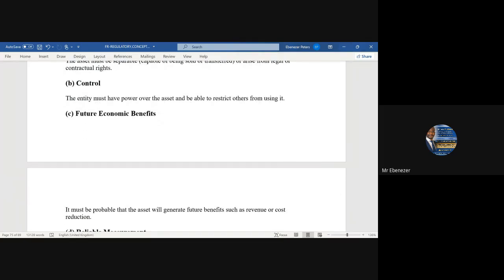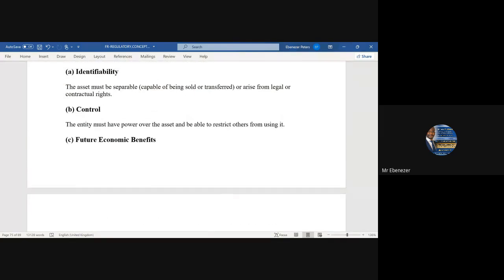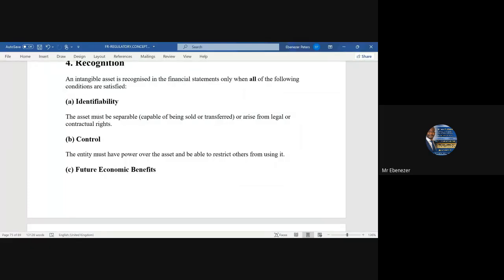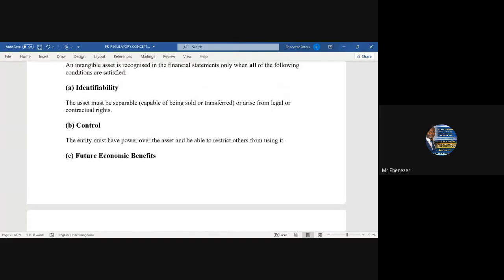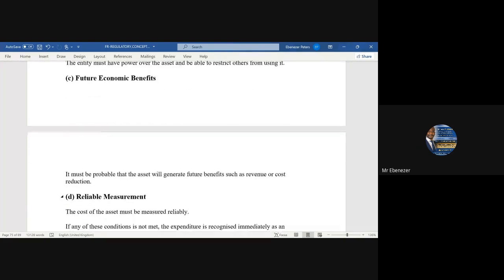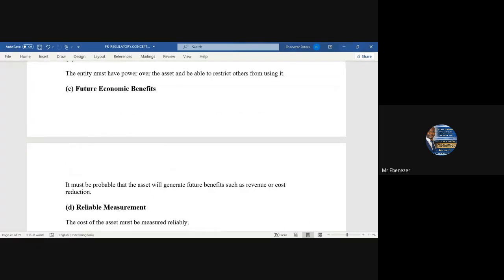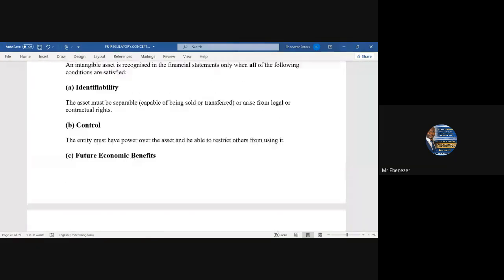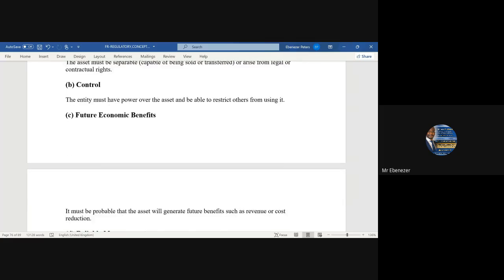So that is the 4 criteria that must be fully met before you can recognize intangible assets in the financial statements: identifiability, control, future economic benefit, and then cost being reliably measured. So what do we call this one now? I have not put an acronym for this, but please, you should know it offhand. This should be something that should be ringing in your head.